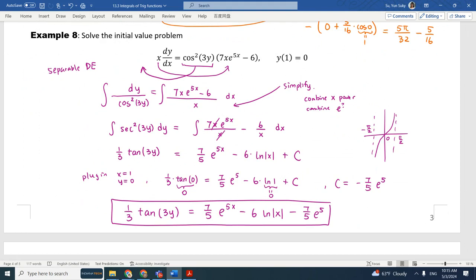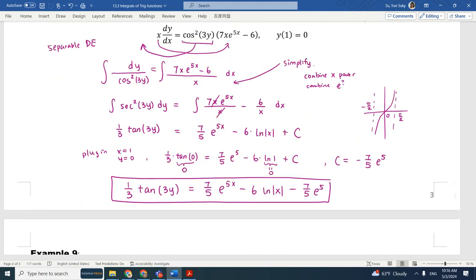Yes. So this is a separable differential equation. You can also have a first order linear one. But usually the p is either a constant or a constant over x.